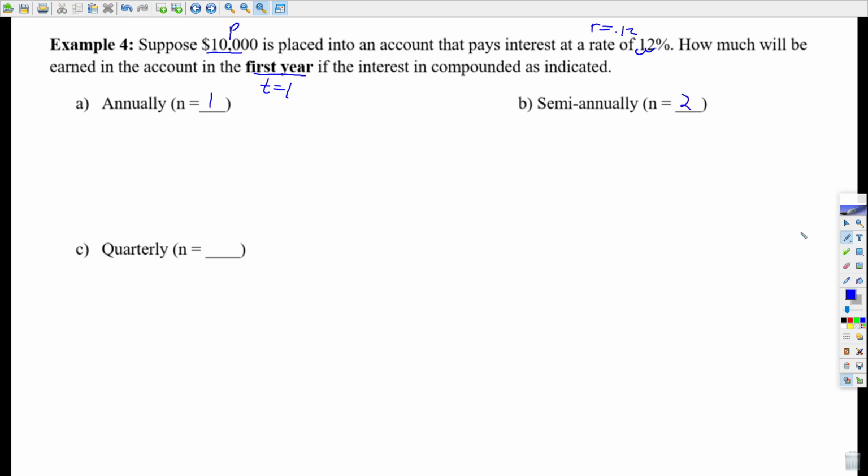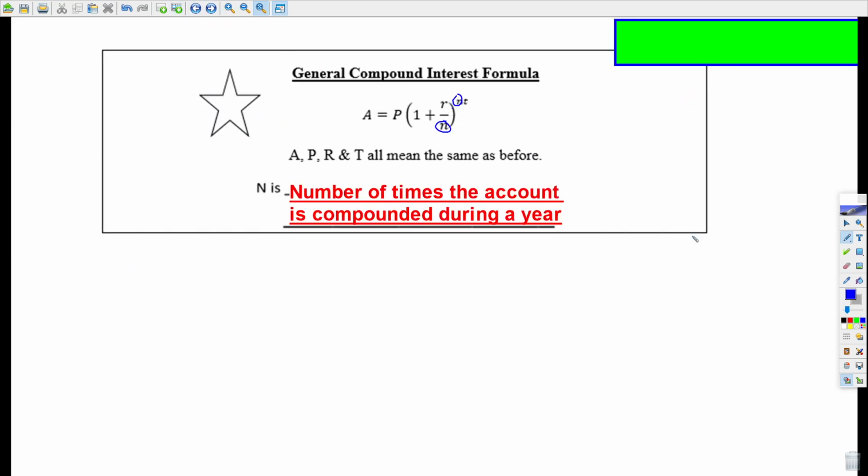Remember, it's the number of times it happens per year. Quarterly means it happens every 3 months. So quarterly, if you think about the word quarter and how many it takes to make up $1, it's 4 times in a year. So let's go ahead and set this up using the new formula. It's A equals, if you need to go back and look at it, you can, P, which is $10,000, times 1 plus R divided by N. Our rate is 0.12. In this case, our N is 1. And that gets raised to 1 times 1, right? Because the power is N times T.